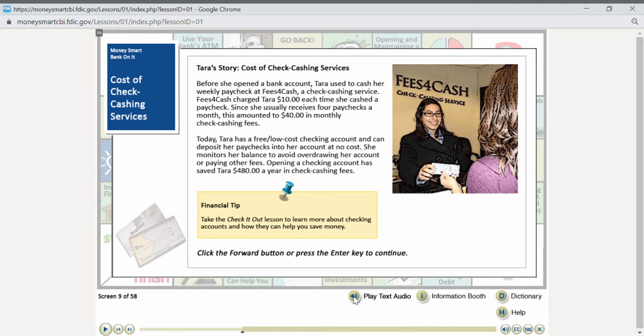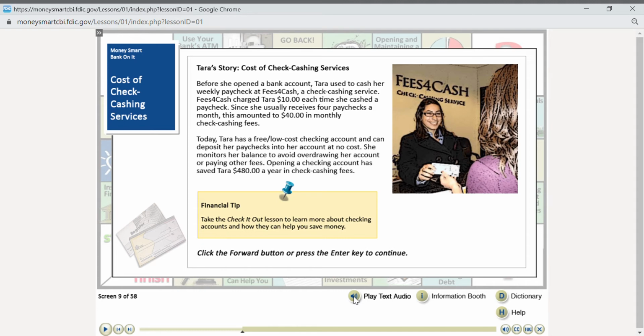Tara's story, cost of check cashing services. Before she opened a bank account, Tara used to cash her weekly paycheck at Fees for Cash, a check cashing service. Fees for Cash charged Tara $10 each time she cashed a paycheck. Since she usually receives 4 paychecks a month, this amounted to $40 in monthly check cashing fees.